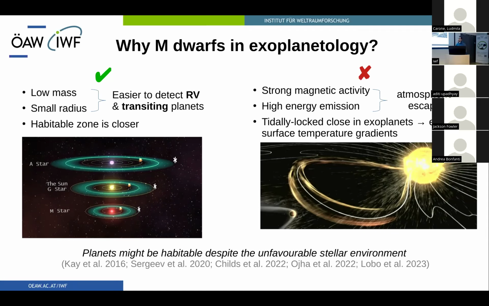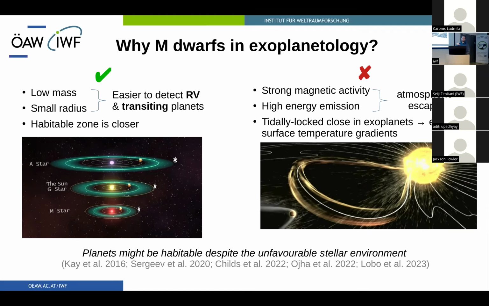Dwarfs are among the most popular and common stars in the universe. They are characterized by low mass and small radius. And this is pretty interesting if one wants to detect exoplanets. Why? Because we basically rely on two main indirect techniques to discover exoplanets, the transit method and the radial velocity method.